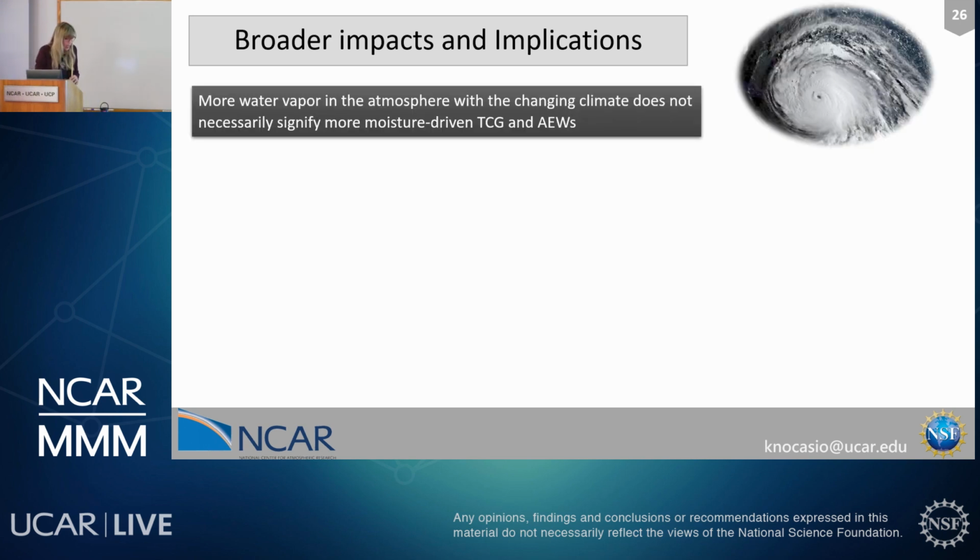So based on the results and what I've worked on so far, I believe that we know for a fact that with the changing climate, we're going to have more water vapor in the atmosphere, but I don't think that necessarily means that we're going to have more moisture-driven tropical cyclogenesis or African easterly wave evolutions. I think there is something to say about the intensity of these systems, but especially for easterly waves, we cannot discard temperature changes.